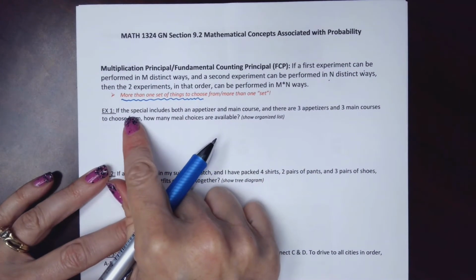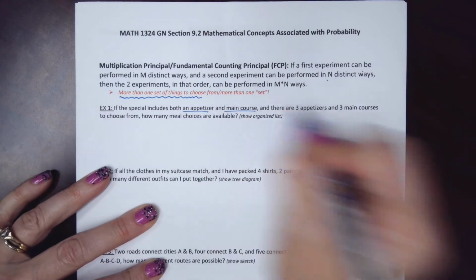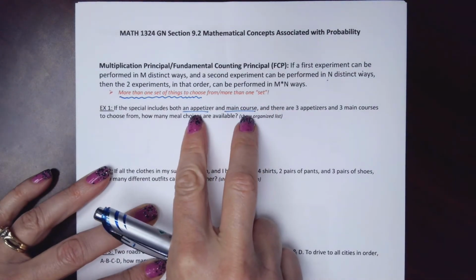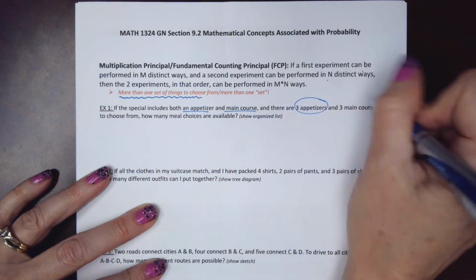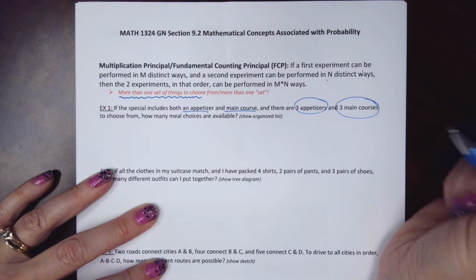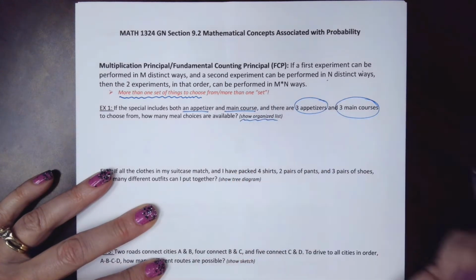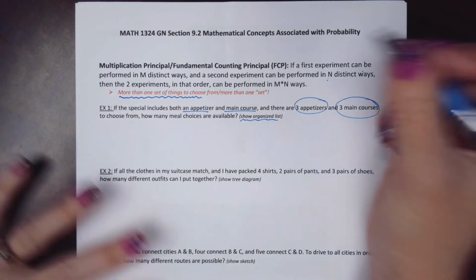If I'm in a restaurant and the special includes both an appetizer and a main course, that means there's two different lists to choose from. I have 3 different choices of appetizers and 3 different choices of main courses. How many meal choices are available? And it tells me to show an organized list. So let's just make up some options here.